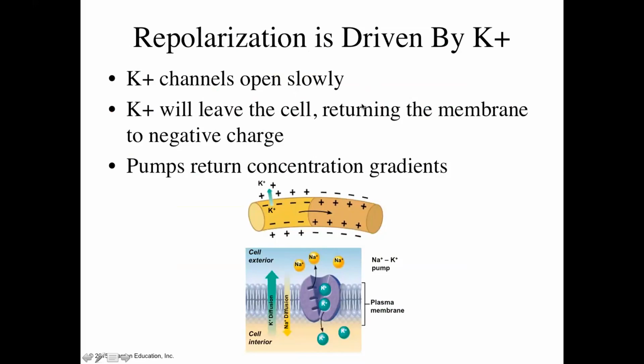Okay? And then what happens in step 6 is that now we need to restore our gradients. Because now we've got all this potassium outside, all this sodium inside. The cell is all messed up. It prefers to have sodium outside and potassium inside. And so we're going to switch potassium for the sodium using our sodium potassium pump.